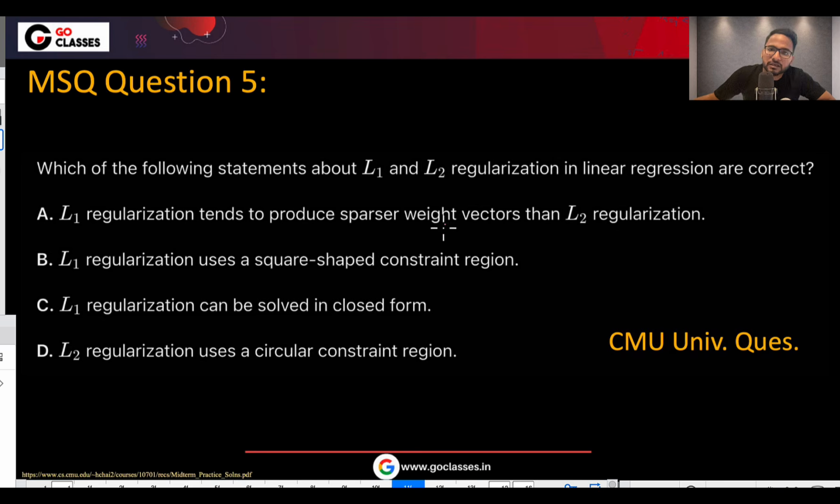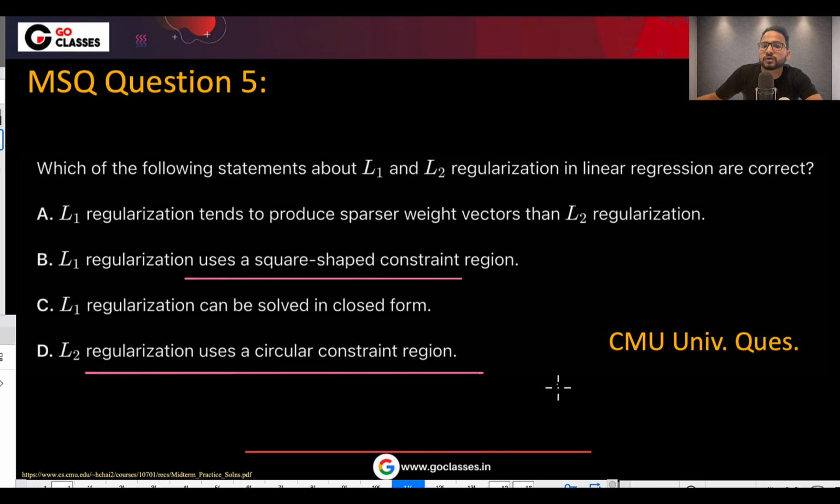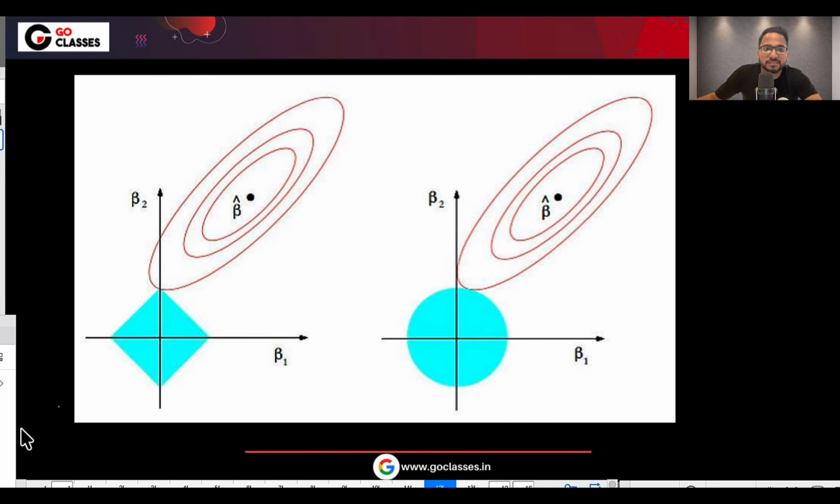Now let's just see this regularization question. In this case, they're comparing L1 and L2. They are saying L1 uses the square shape constant region, L2 uses the circular shape constant region. So let's first talk about options B and D. You might remember that this is how their constant regions look like. This is L1, this is L2. Basically this is the sweet spot in the L1, this is the sweet spot in the L2. We have talked about this in the lectures.